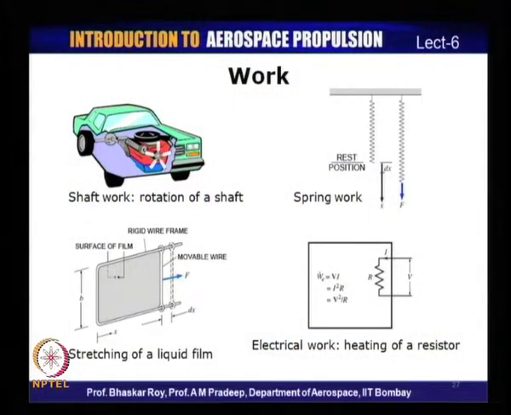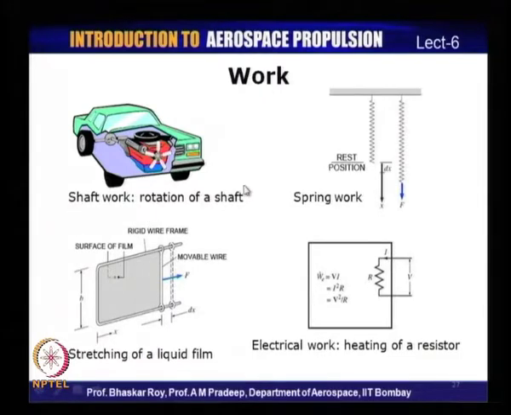Besides this, the other types of work interactions are shaft work, that is rotation of a shaft to generate work output, or it could be paddle wheel work or spring work or stretching of a liquid film, etc. So, there are different modes of work interaction which can take place between a system and the surroundings, and one of them, as I mentioned earlier, that is displacement work, is what we shall be interested in analyzing a little more. Now, let us illustrate these different modes of work interaction through these examples.